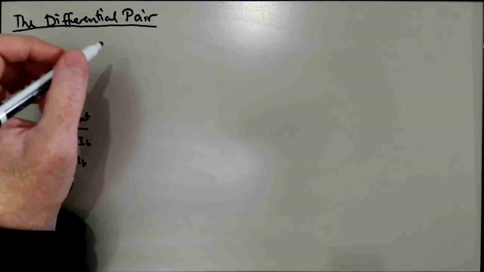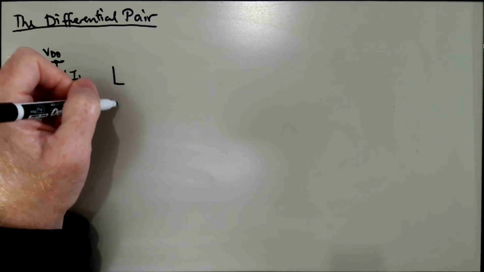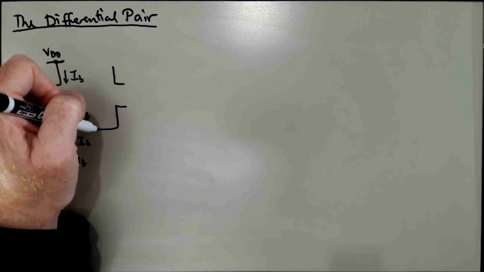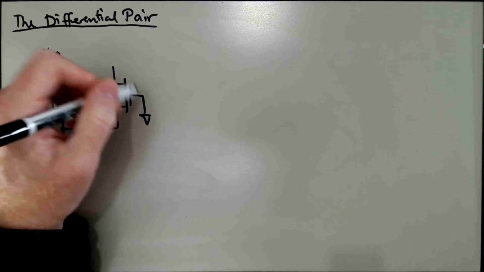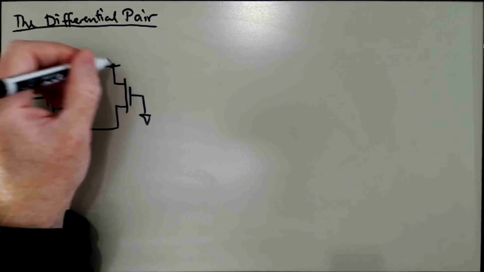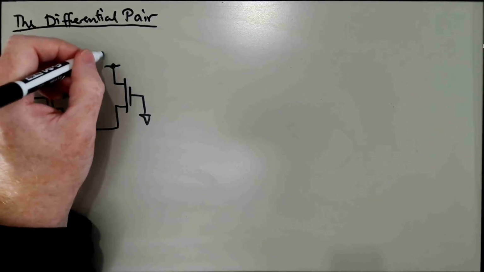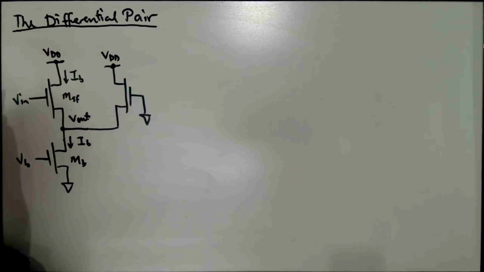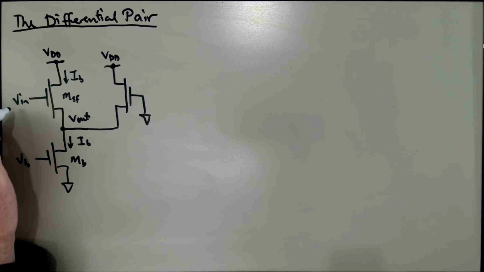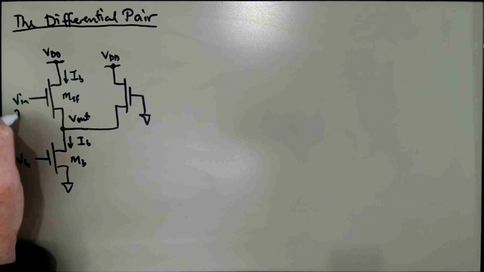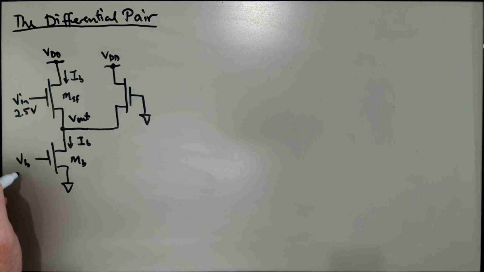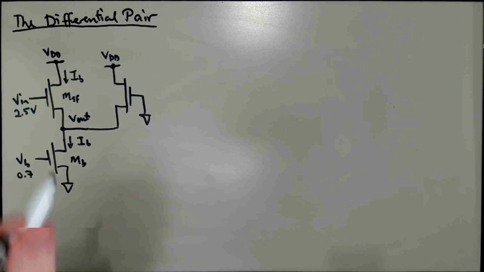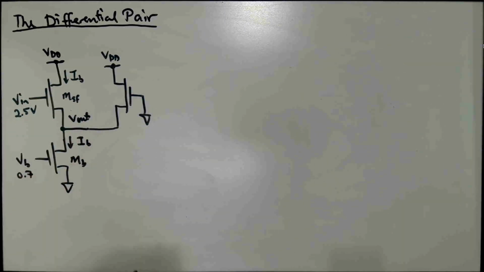Suppose we add a second transistor to the circuit with the gate connected to ground and the drain connected up to VDD. And let's suppose Vn is something like 2.5 volts, and Vb is maybe around the threshold voltage, like maybe 0.7. So what do we know about this voltage here, Vout?